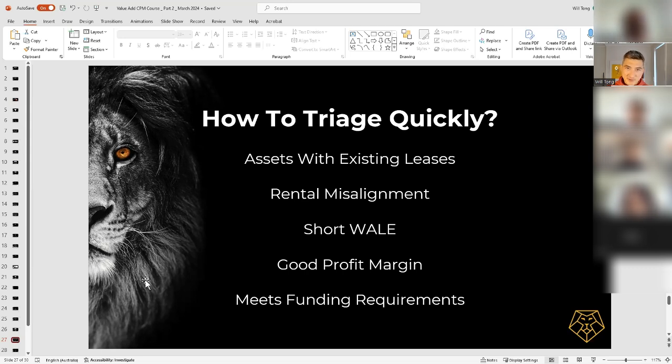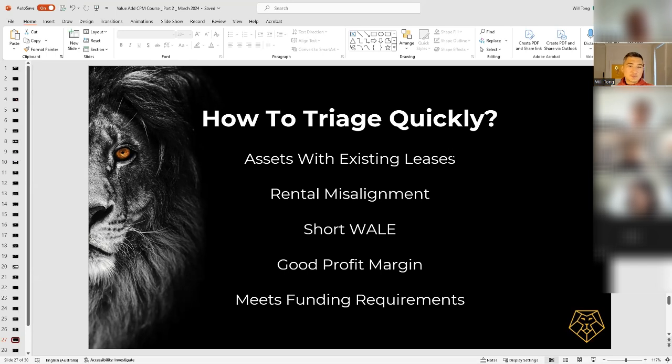So basically, in principle, what you're looking for is a property that's under rented. But you want to make sure that it's under rented enough to still give you a good profit margin. Now, if you guys recall in session 1, I said that triaging properties is very important because you want to be able to get through as many opportunities as possible because it's going to take you 1,000 properties to get the one that you want.